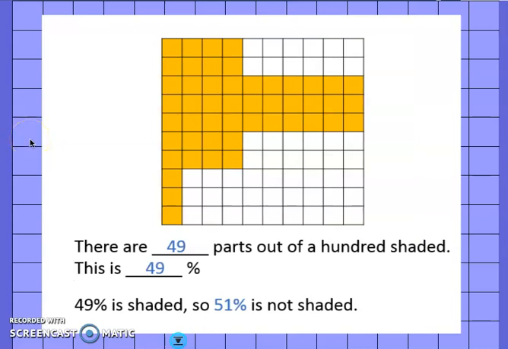On the next one, it's just shaded in a different way. But still, if you're looking at the number of squares you've got, there's 49 parts out of the 100 square that have been shaded. So that's 49%. So looking at the bottom, it says 49% is shaded, which tells us that 51% is not shaded, because 49 plus 51 equals 100, and a percentage will always be out of parts of 100.